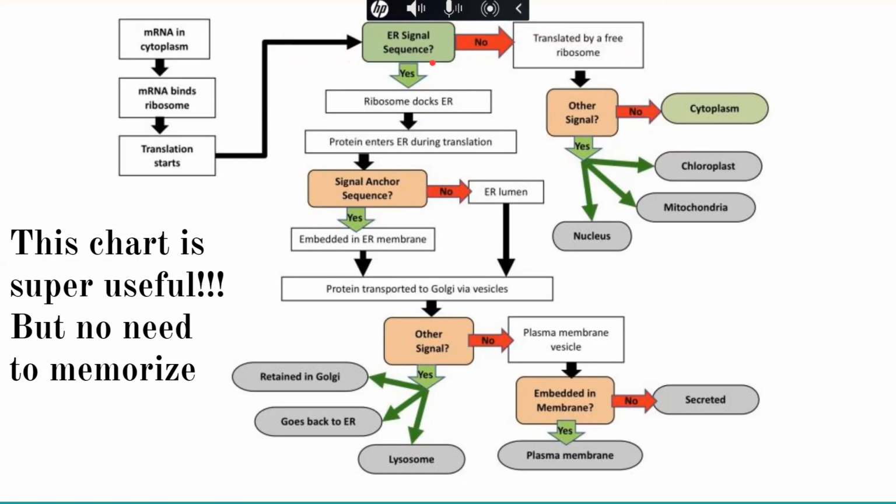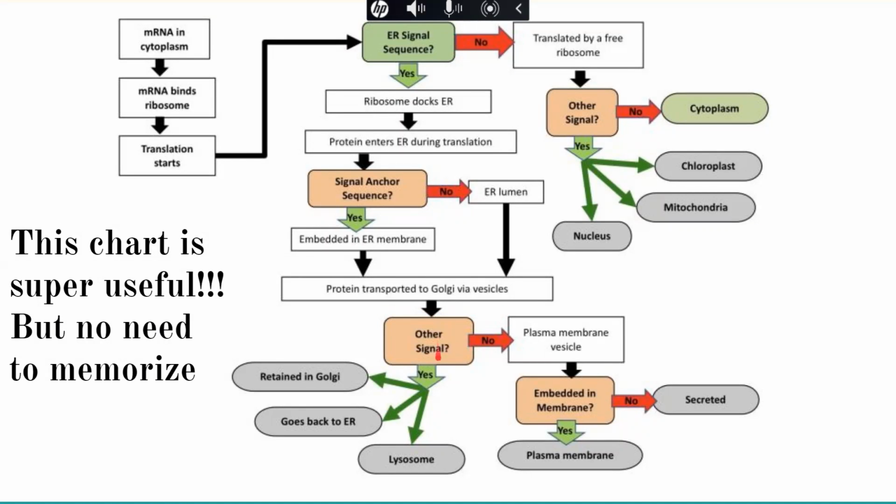If it does have an ER signal sequence, the ribosome that's translating the protein will dock to the ER. The protein will enter the ER during translation. It'll go straight into it. And then this is an important note. If the protein needs to stay in the ER, it will have another sequence indicating that it will stay in the ER. If not, it'll go into the ER lumen. This one doesn't really show where it would be retained in the ER, but there is a signal sequence that indicates that it will be.